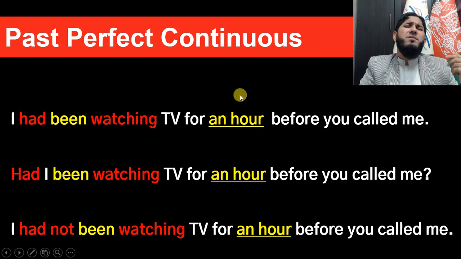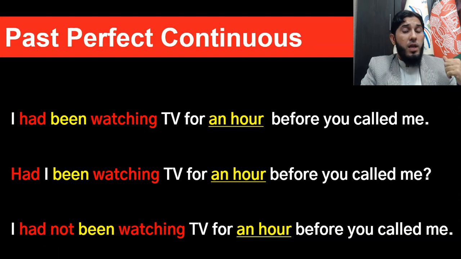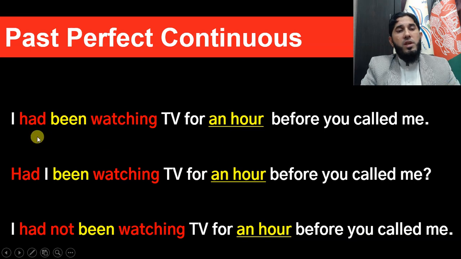Past perfect continuous tense is mainly used to talk about the duration of an ongoing action before something else in the past. Don't forget, mentioning the duration here is very important, okay? So therefore, I've underlined it over here in my examples. I had been watching TV for an hour before you called me, okay? So the action of watching TV was in progress for an hour, and then you called me, another action took place.